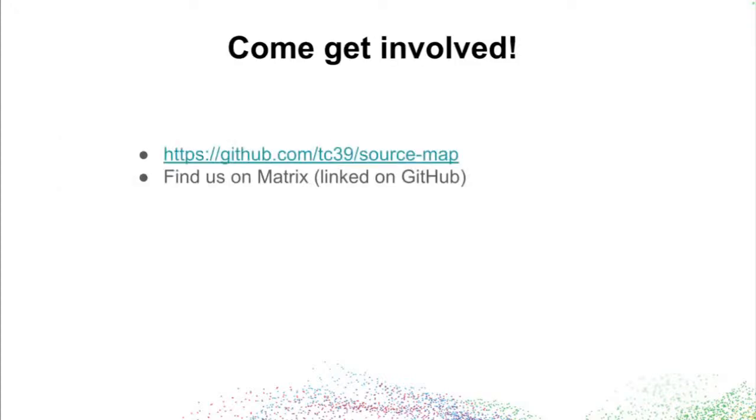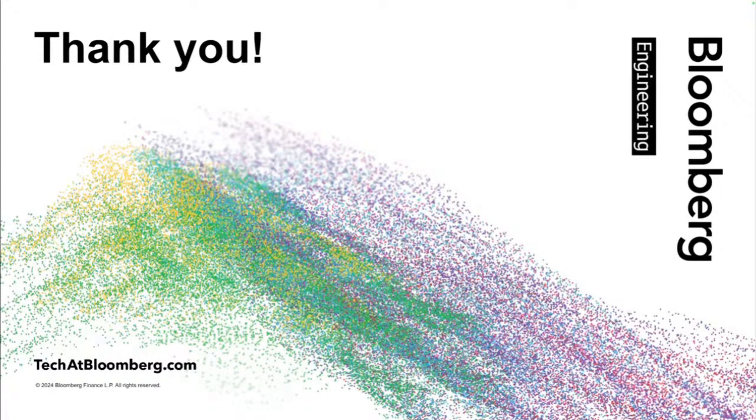So yeah, that's what I have. We do everything out in the open. So we've got this GitHub repo, TC39/source-map. And on the GitHub repo, there's a contributing guide. So if anybody wants to get involved, you can come find us on Matrix and see all the stuff that we're up to. Cool. Thank you very much.